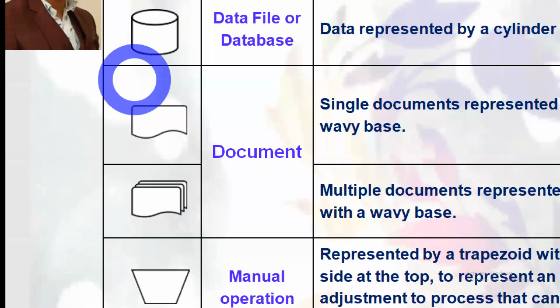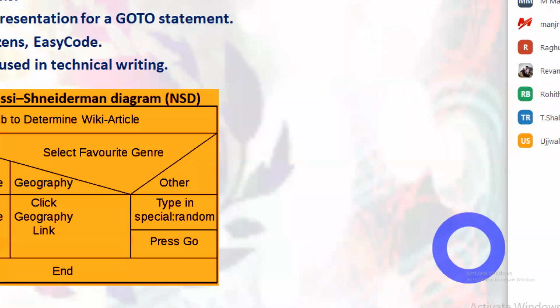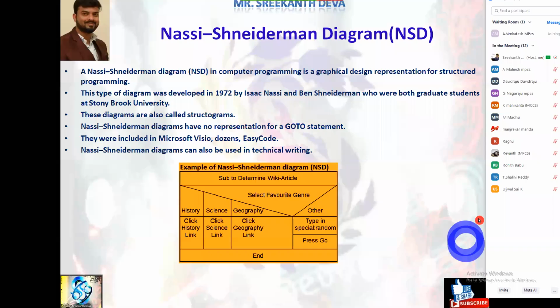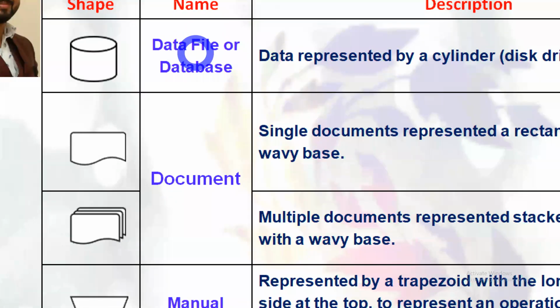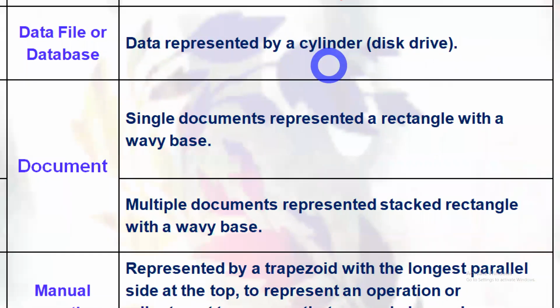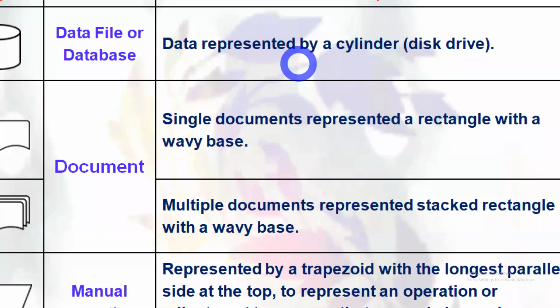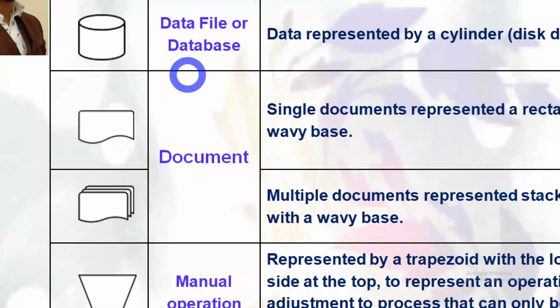See this shape, right? Data files or databases. Just observe. This shape indicates a data file or database. Generally, this symbol is represented by a cylinder, like disk drives, specially used for databases and data persistent layers. There we are going to be using this symbol. It means storage area, data persistent area, or databases.